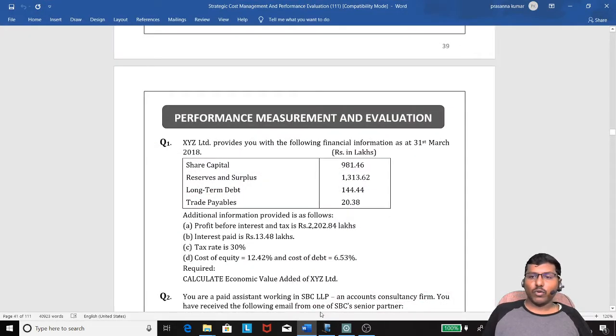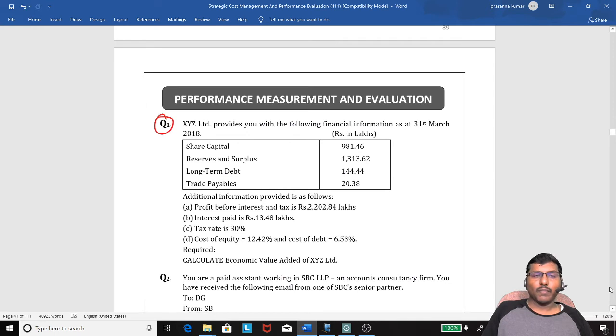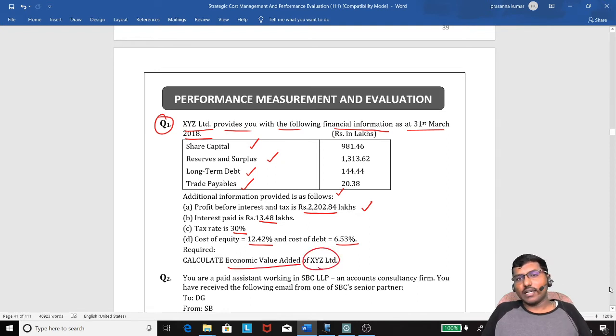Right, guys, let's solve the problem. Now take question number 1. XYZ Limited provides you with the following financial information as at 31st March 2018. Share capital is given, reserves and surplus is given, long-term debt, trade payables. Additional information provided is as follows. Profit before interest and tax, this much. Interest paid, this much. Tax rate 30%. Cost of equity 12.42%, and cost of debt is 6.53%. You are required to calculate economic value added of XYZ Limited. That is the question. As usual, read the question and we'll start solving.